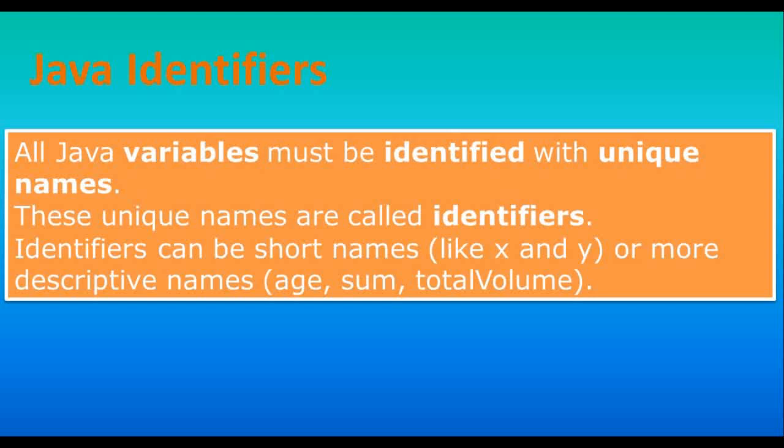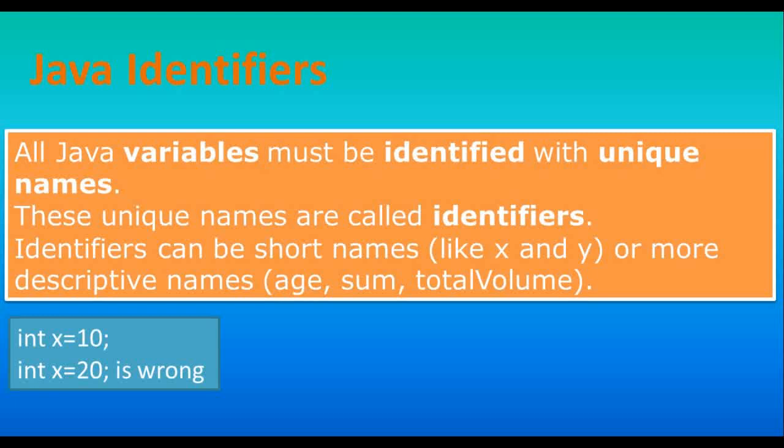These unique names are called identifiers. For example, if you write int x equal to 10, then in the same program you cannot repeat the same declaration int x equal to 20. It is wrong because the variable name is unique. Okay, the unique names are called identifiers.